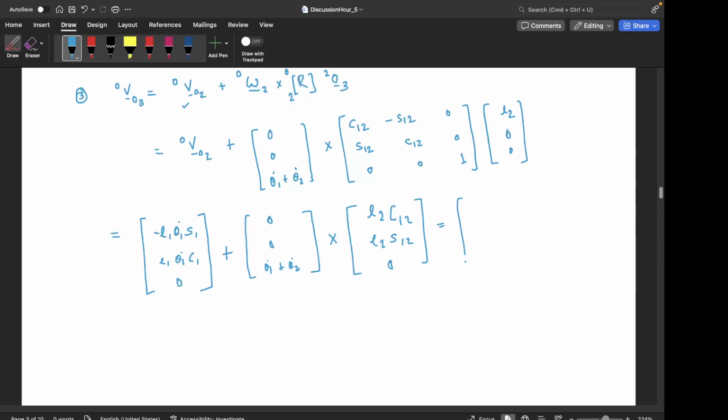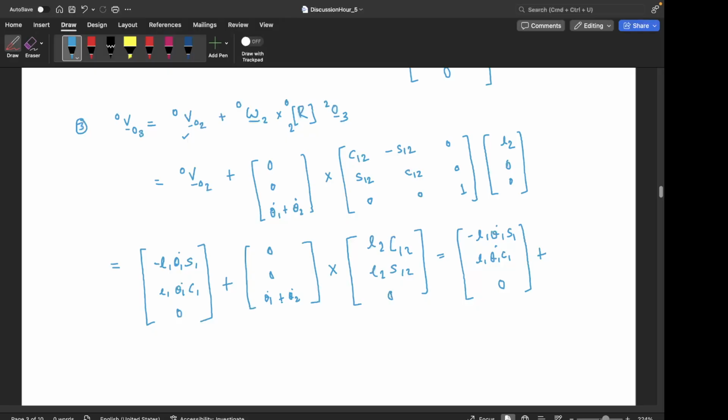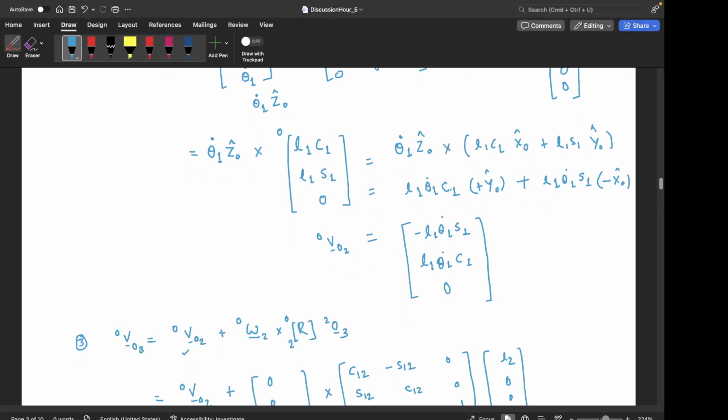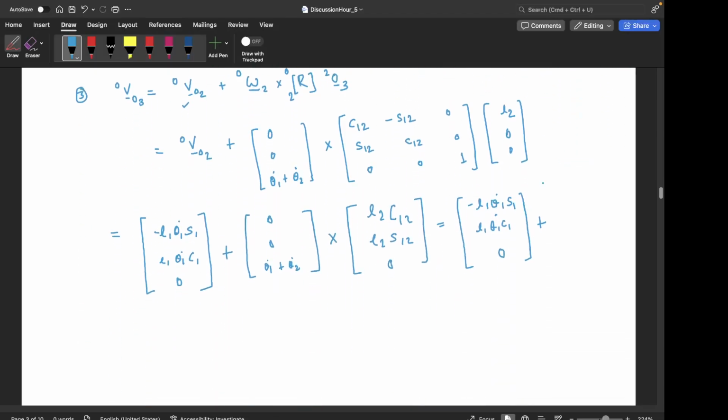And this will again give minus L1 theta 1 dot S1, L1 theta 1 dot C1, 0, and plus, so again this is the z0 term, this is the x0 term, this is the y0 term, so same cross multiplication like this, so there will be one term in y and one term in minus x, right?